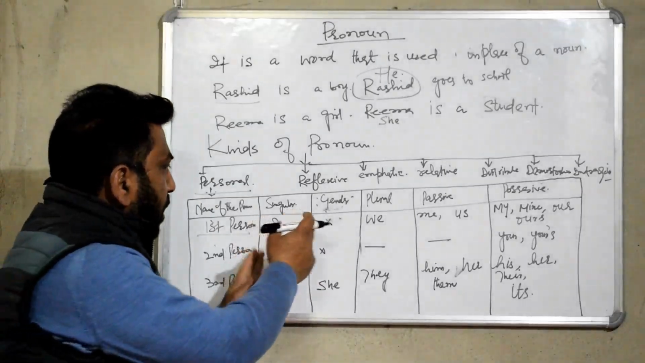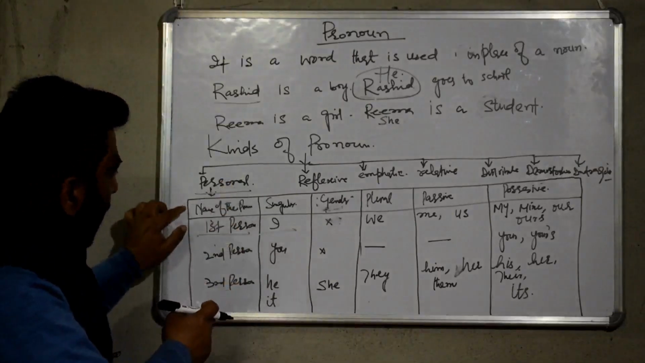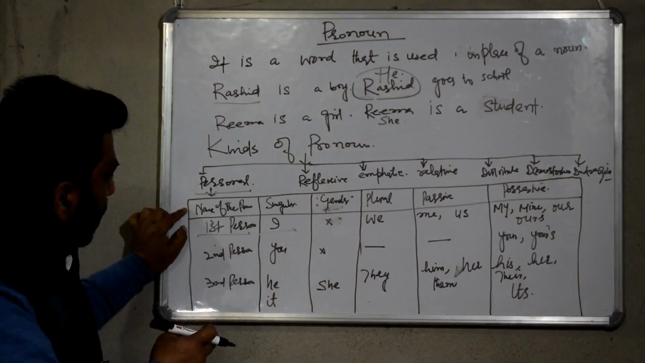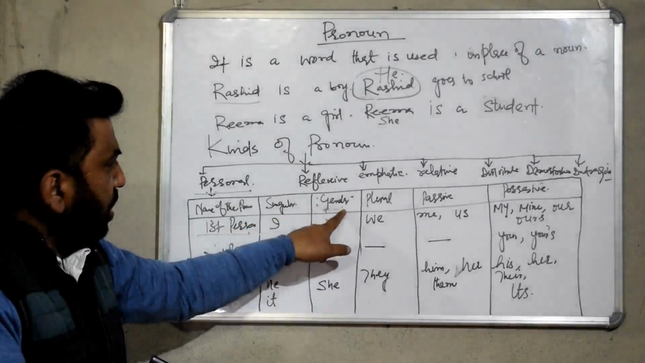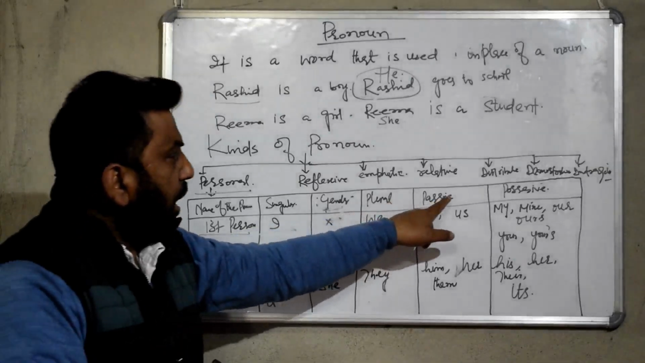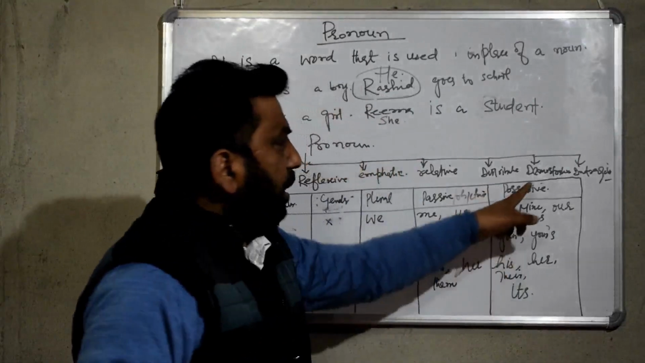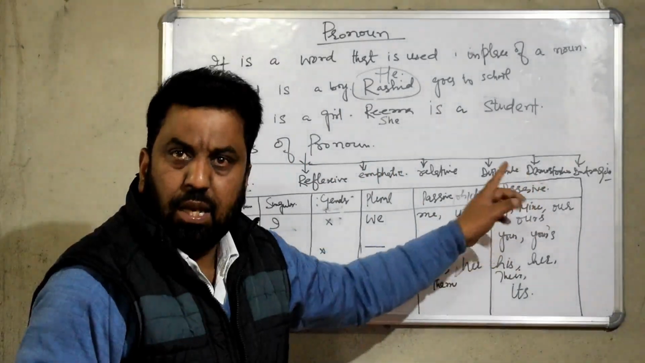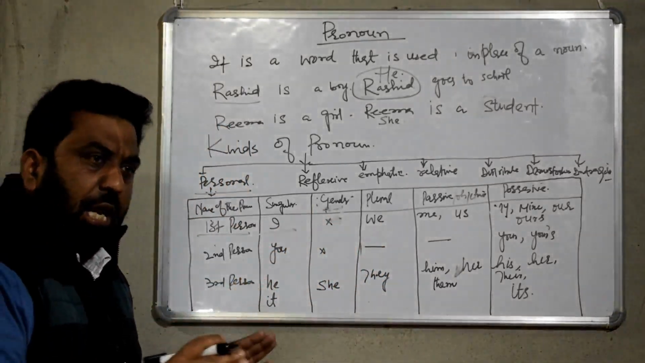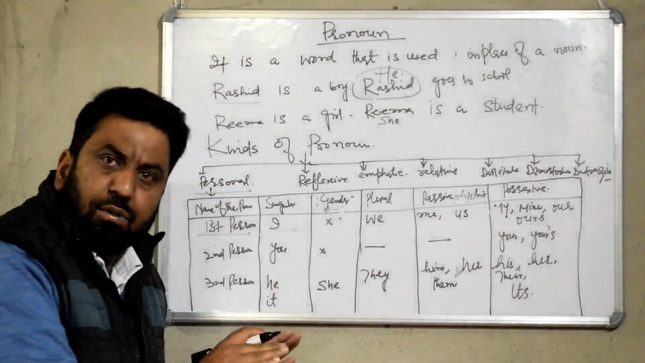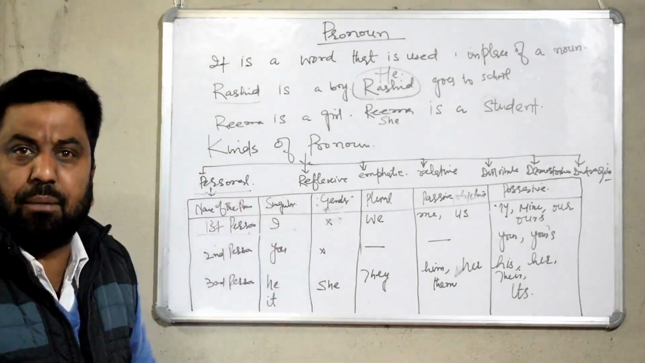And the second, it is gender. In the first column, I have the name of the person. Second is the singular, its gender, its plural, its passive, or we can say objective case, and the possessive case. In every case, there is always a change, and some personal pronouns do not change in some cases, while they change in other cases.